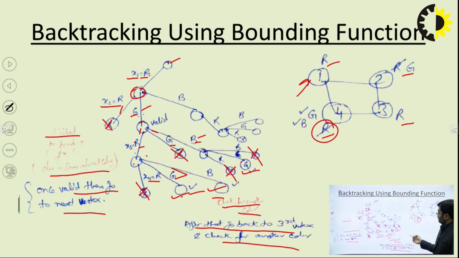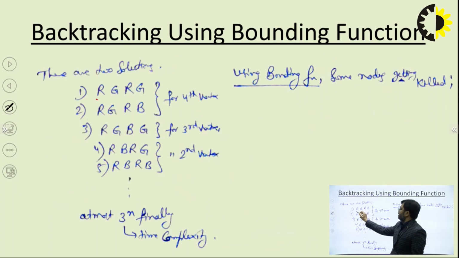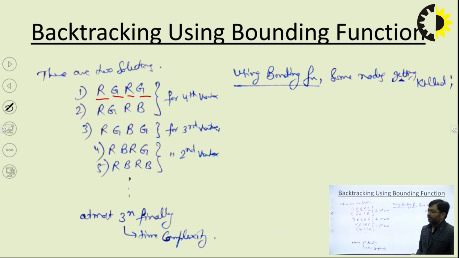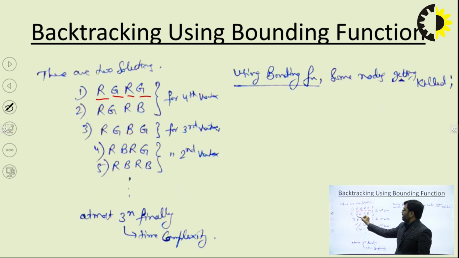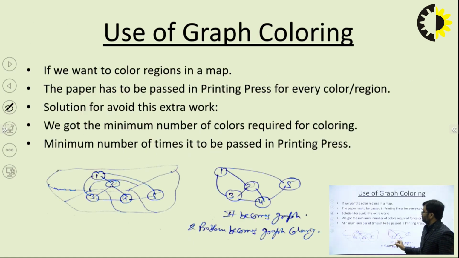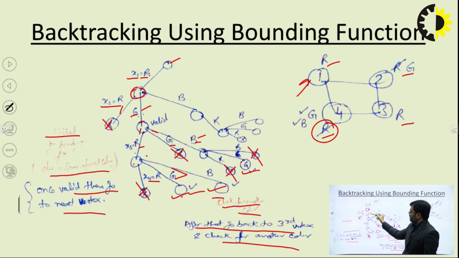So for this graph, we have red, green, red, green. That is red, green, red, green, one of the options for the fourth vertex, where we have taken the last decision for which vertex. That is the fourth vertex. Again, red, green, red, blue, means red, green, red, and blue.